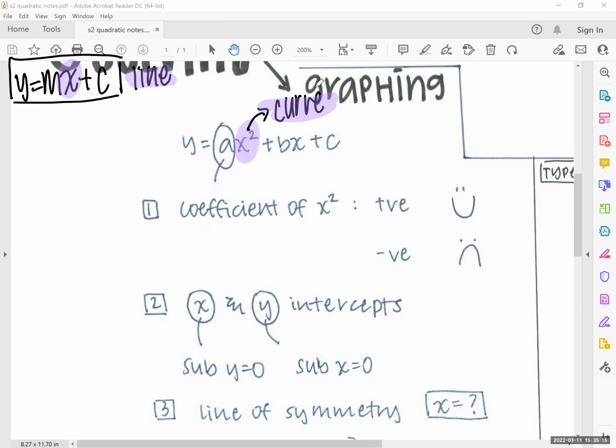Now, do you remember? Let's go back to recap again in Set 1. Anybody remember what this m is? The coefficient of x. Yes. So the coefficient of x tells you the gradient.